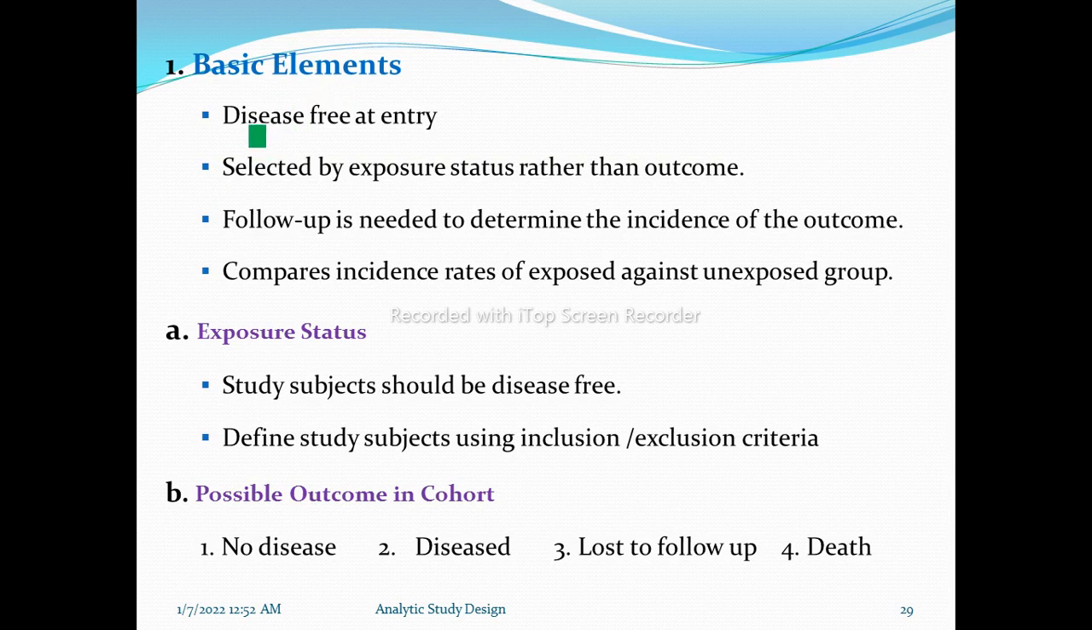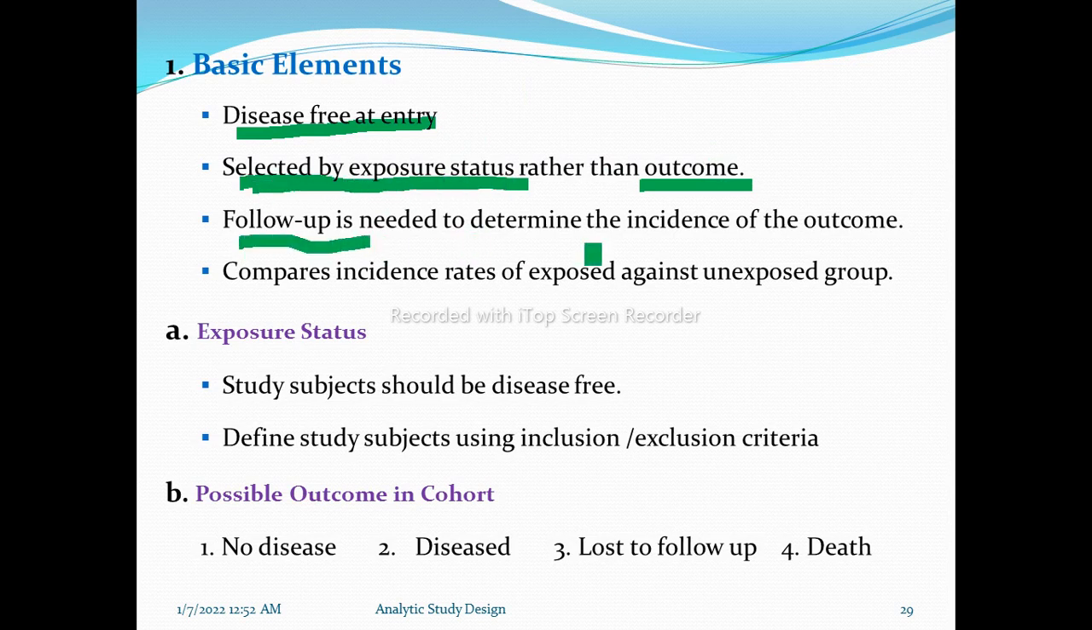So, the basic elements in cohort study design. First, individuals are disease free at entry, or outcome free for the outcome of interest at the beginning of the study. They are selected by exposure status rather than outcome. For instance, birth defect is the outcome, and exposure status is whether they are drinking coffee or not. So they will be selected by whether they are drinking coffee or not, but not by whether they have newborns with congenital anomaly or not.